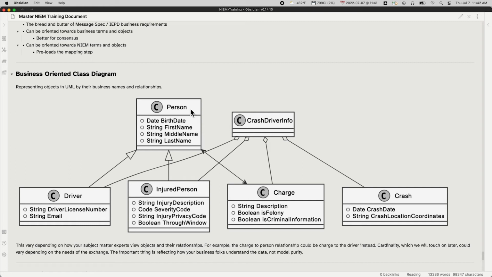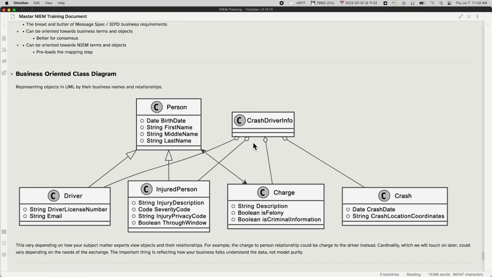Same for the injured person. The injured person is a special kind of person, so they inherit the birth date, first, middle, and last name, and they add on all the stuff about injuries and whether they went through the window. The charge, then the crash, those things are separate things all on their own. Now you'll see a double-ended arrow between the person and the charge. That's indicating a generic association between them. There's some sort of relationship there. We're not giving it any specifics, but it just relates a person to a charge.